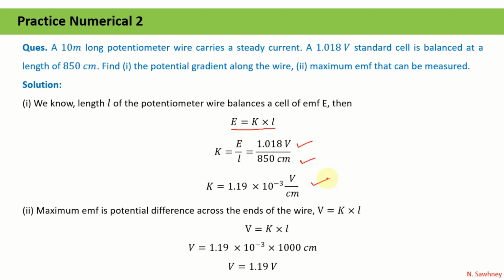Now the maximum EMF can be measured when the whole length of the potentiometer wire is considered. That is, V is equal to K times L, where L is 10 meters. Instead of 10 meters, I have written 1000 centimeter, because the answer was also in volt per centimeter, and I have taken the potential gradient from part 1 only. So putting in the value of K, the potential gradient, multiplied by the length, we will get 1.19 volt. That is the maximum EMF that can be measured from the wire.